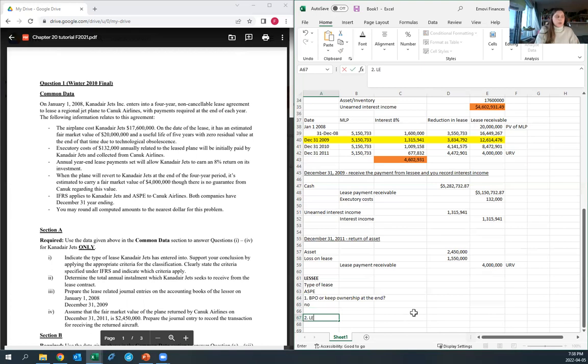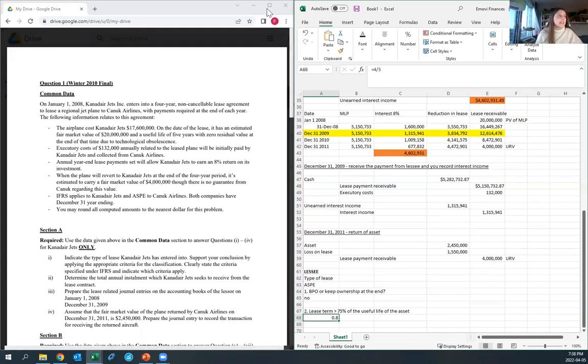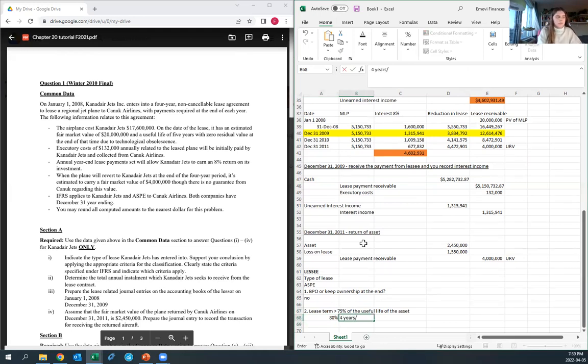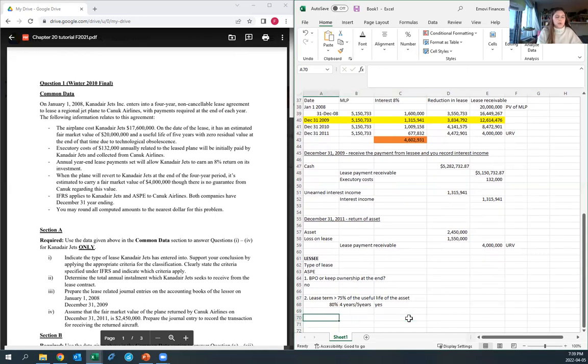2 is the lease term more than 75% of the useful life of the asset. So the lease term is 4 years. And the useful life of the asset is 5 years. So the answer is yes. So this works, so it's going to be a capital lease for sure. But we can go and try for the third one too, see if it fulfills it.